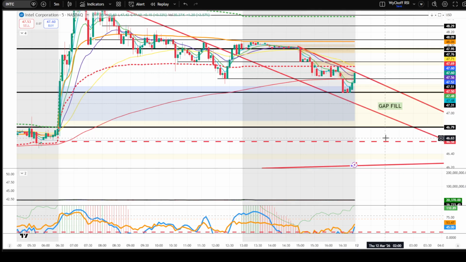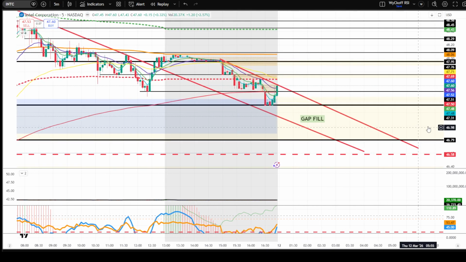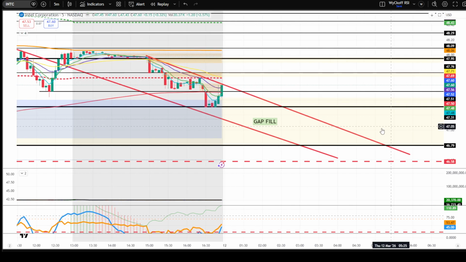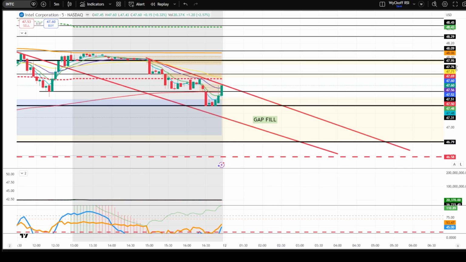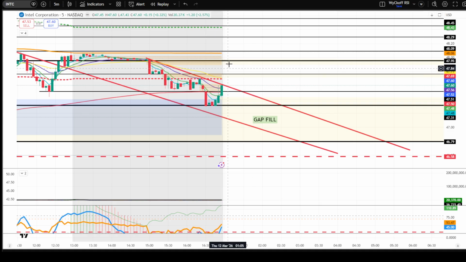So I'm looking for some ideas tomorrow. If this ever presents itself, low risk, high reward type situation. We'll see what happens.